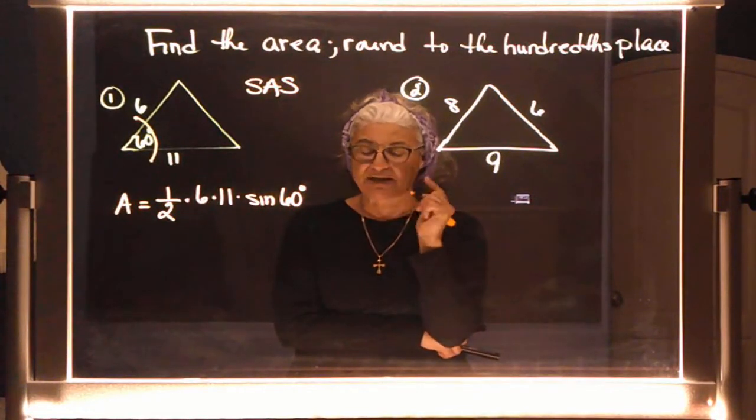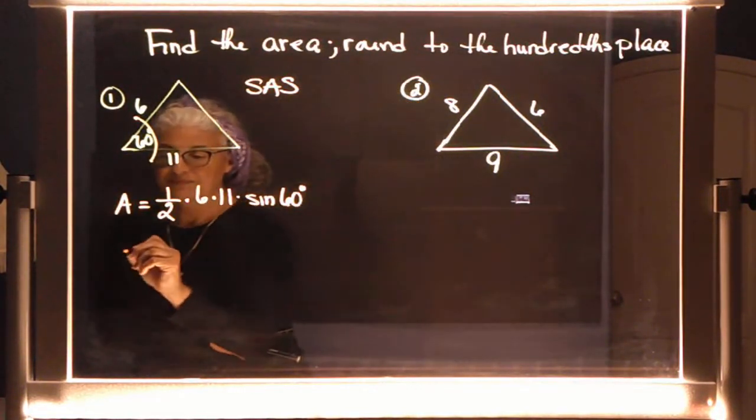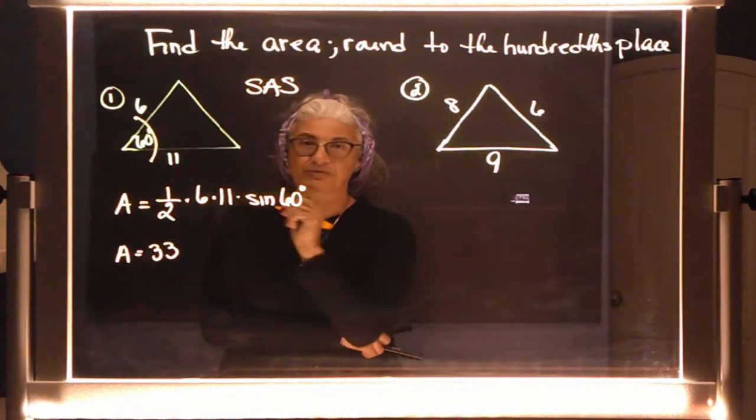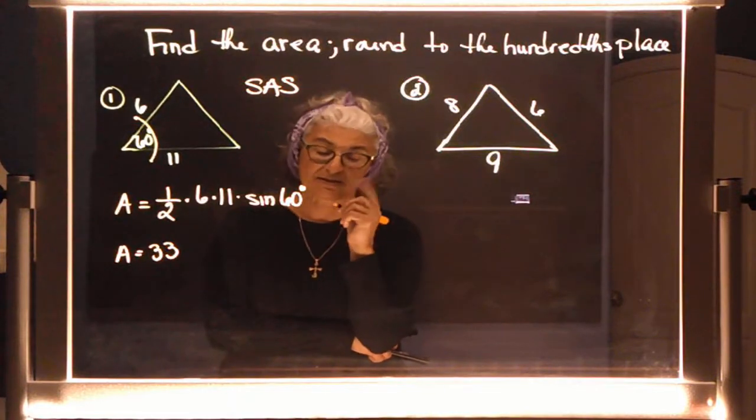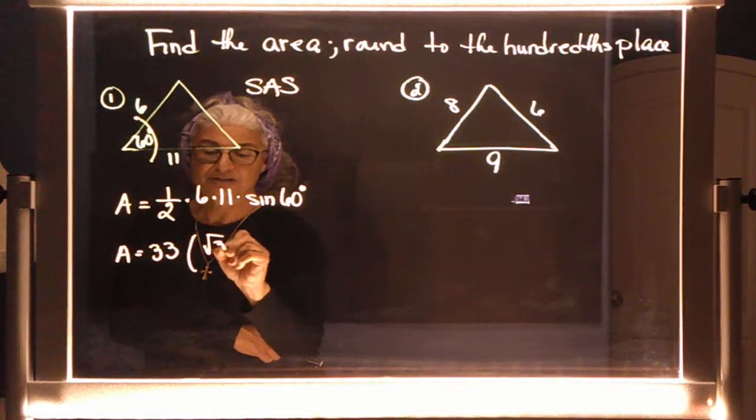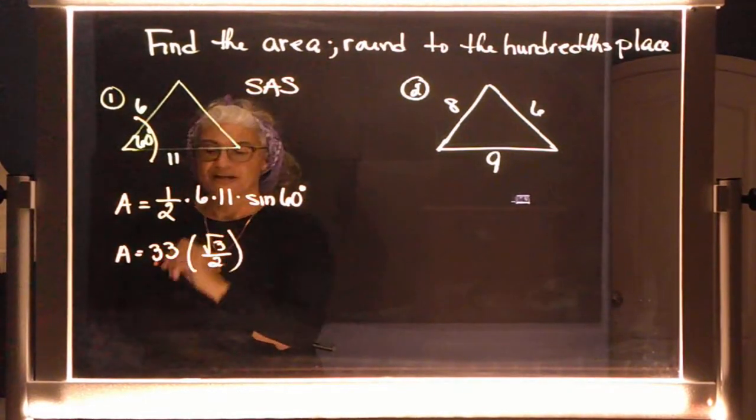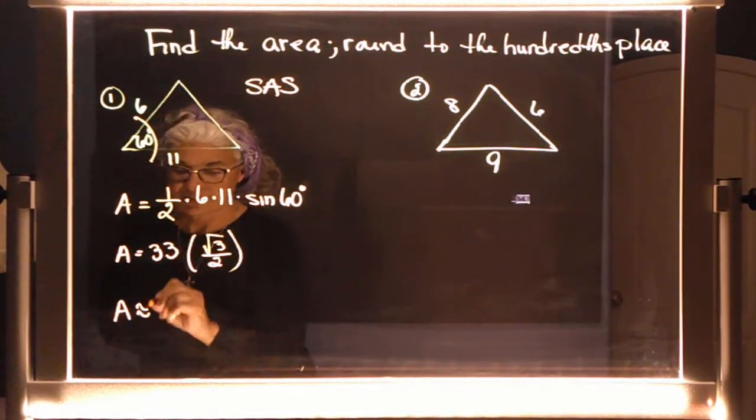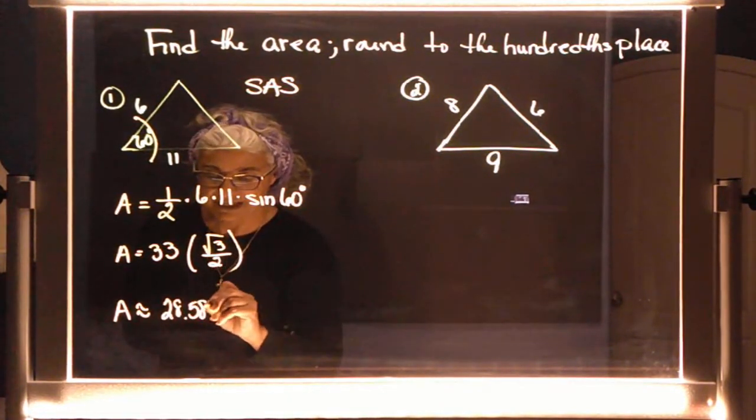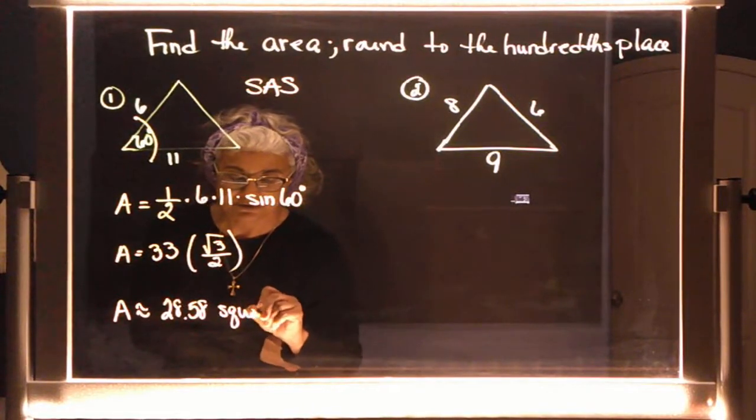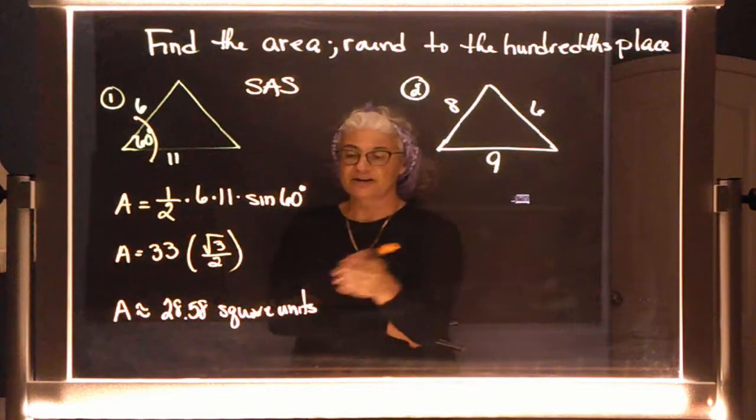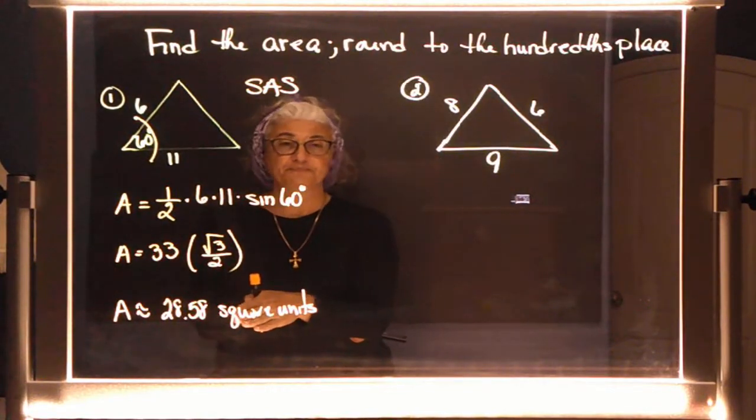Okay, so I know your calculator's punching away. If we work through some of the steps, we have 33 by multiplying 1/2 times the 6 times the 11, and the sine of 60 degrees. Yep, and after all is said and done, we get 28.58 square units. Remember, square for area, right?